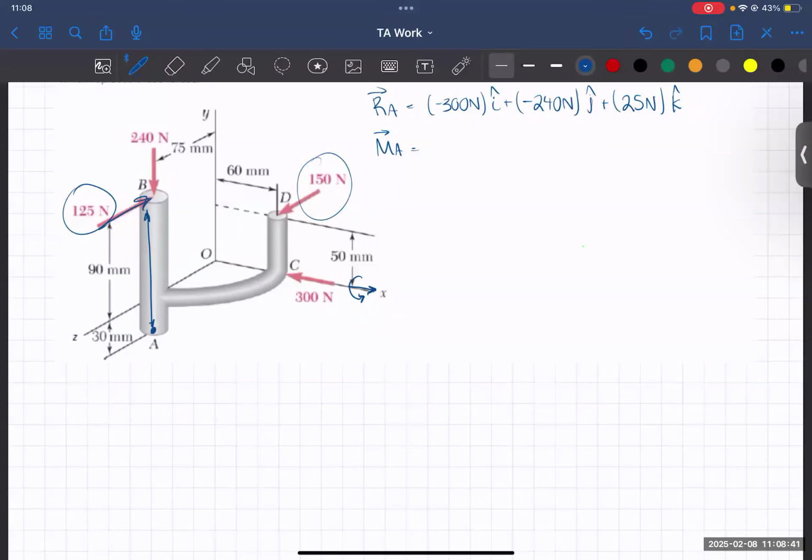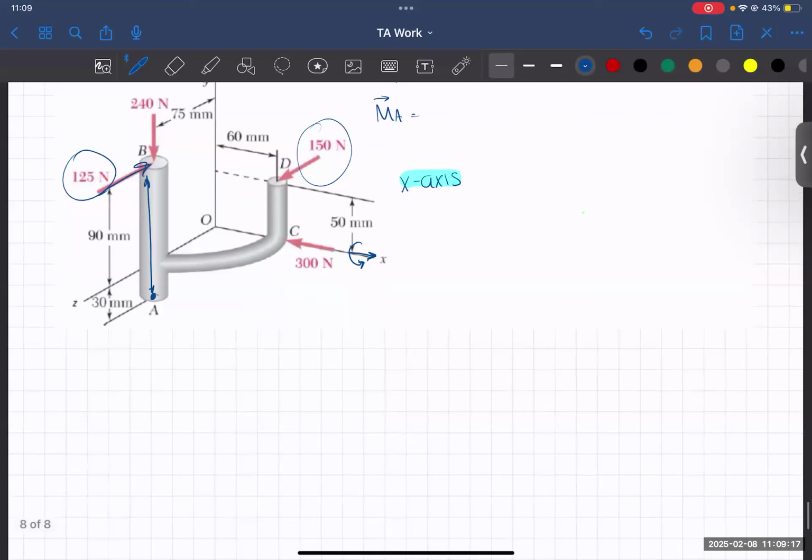We can either do it by inspection or you can get the vector, so you know the formula M about A vector equals r vector cross F vector. So in this case, you could do it from this point to this point, you got the force. But in this case, I would say it's easier just to do it by inspection. So now on the x-axis first. So this one is rotating this way, so this is going to be negative for the 125. The perpendicular distance is this, so 120 millimeters.